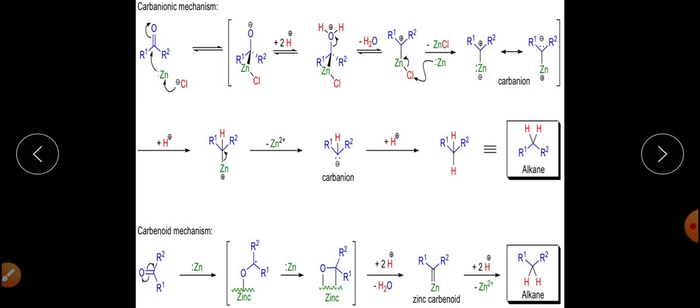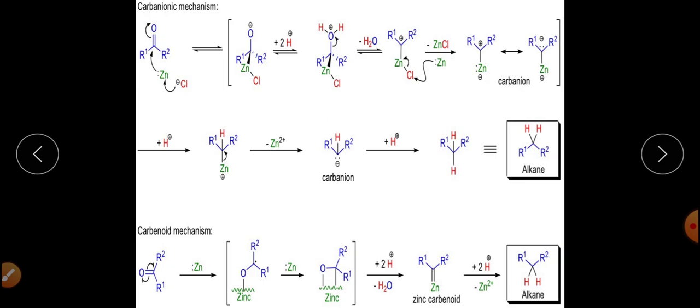So this mechanism is a carbenoid type of mechanism, and the above mechanism is the carbanionic mechanism. So two accepted mechanisms are there for Clemmensen reduction, that is the reduction of aldehyde or ketones into hydrocarbons, right?